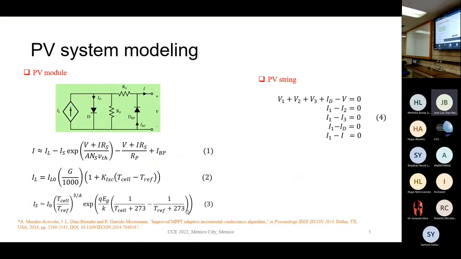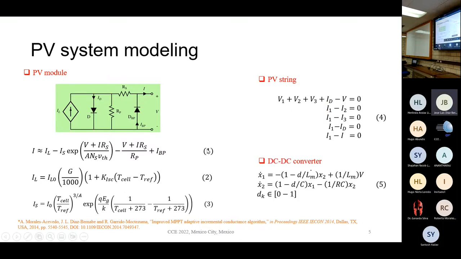This is a one-diode equivalent circuit for photovoltaic module modeling, with an anti-parallel diode for module protection. Equation one gives the current as a function of the voltage. Equation two gives the photocurrent as a function of the irradiance G. Equation three gives the diode dark current depending on the temperature of the cells. Equation four is the modeling of the photovoltaic string. And equation five is the average model of the boost converter.